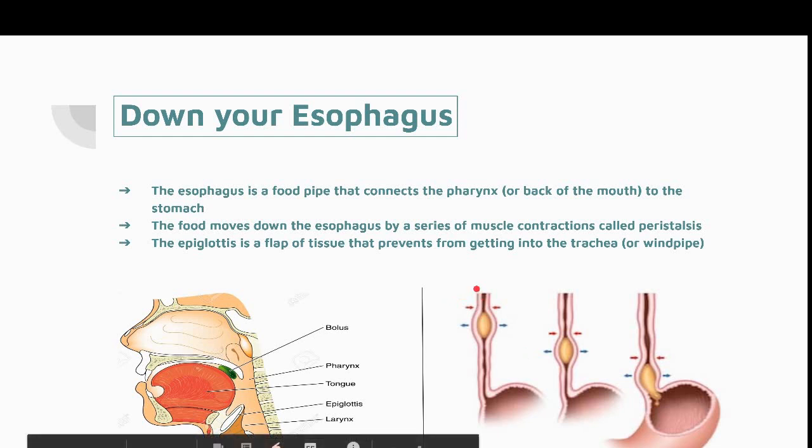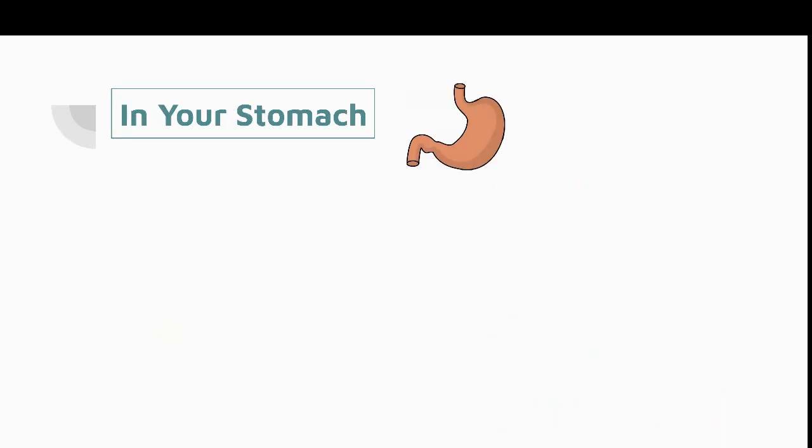This is peristalsis in action. You can see clearly that gravity definitely does not move your food down into your stomach. This picture shows a bolus going down and into your epiglottis. Into your stomach. Your stomach is a J-shaped organ that is filled with muscles.